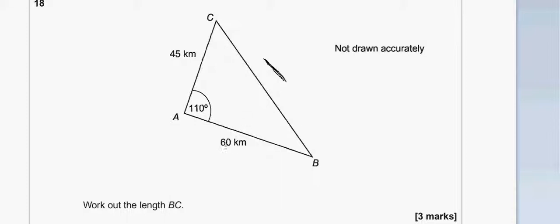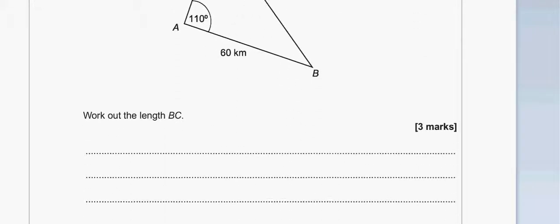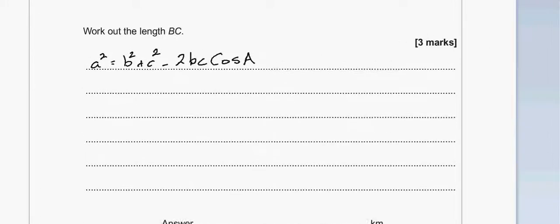So we're going to have to use something called the cosine rule, and the cosine rule is at the beginning of the exam paper. Okay, and the cosine rule says that a squared equals b squared plus c squared minus 2bc cos A. Okay, so you don't have to remember this, only sad people like me need to remember it.